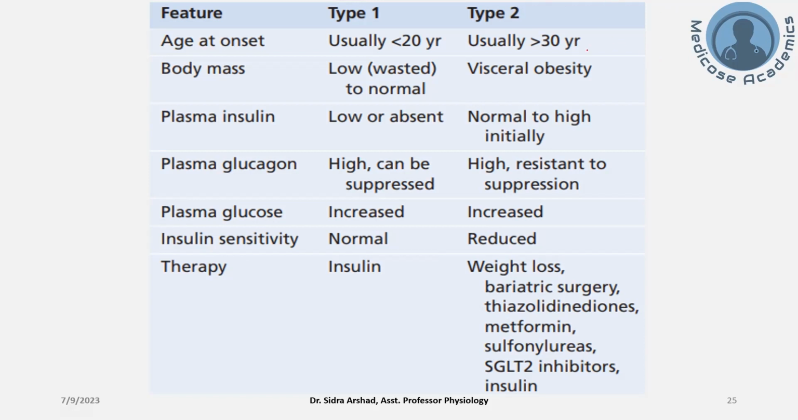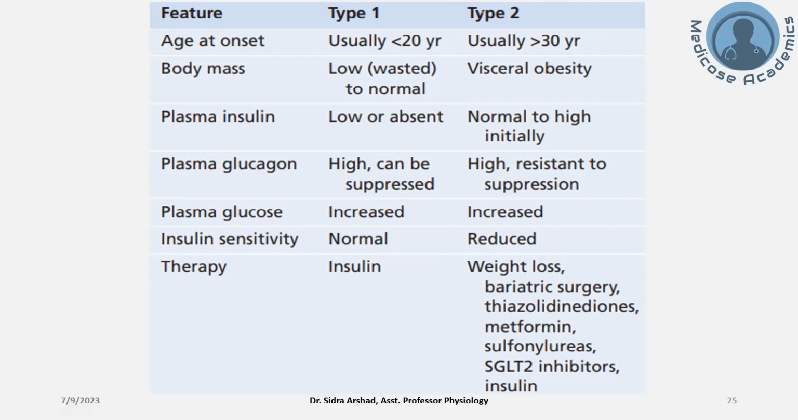Plasma glucagon levels are high in type 1 diabetes mellitus because the blood glucose is not being made available to cells. That is why, in response, the plasma glucagon levels are high. In type 2 diabetes mellitus, these are high as well, and they are even resistant to suppression. Plasma glucose levels are increased in both type 1 and type 2 diabetes mellitus.